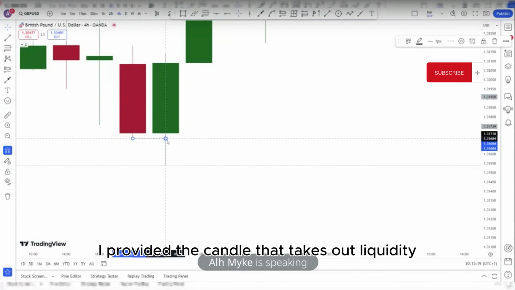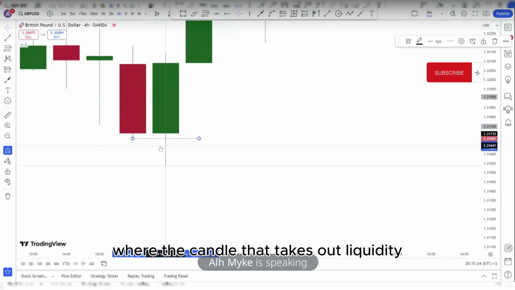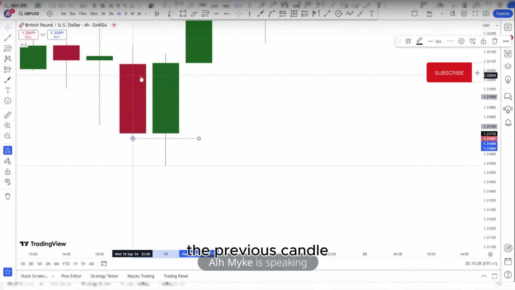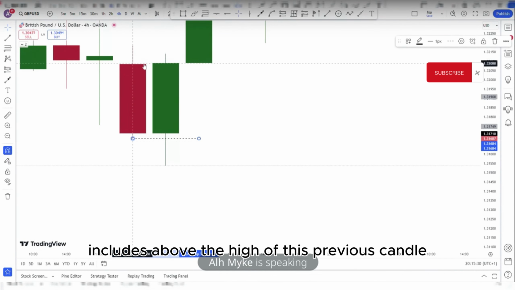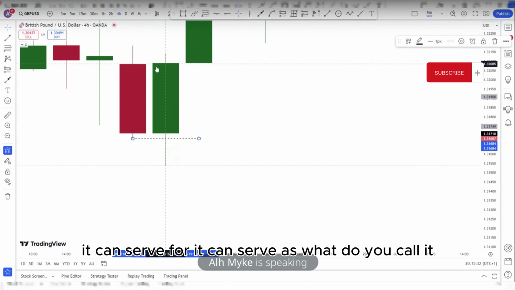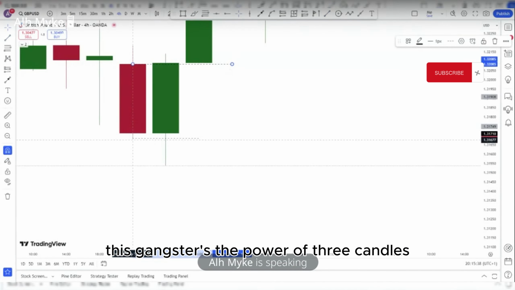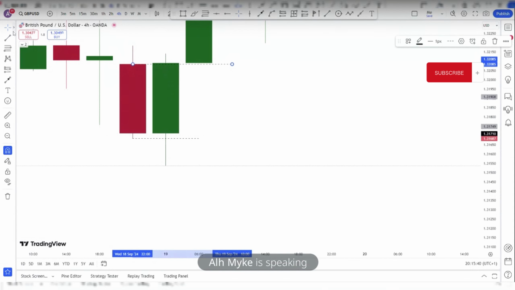Now, provided the candle that takes out liquidity doesn't have its body below the previous candle and closes above the high of this previous candle, it can serve for you as a liquidity sweep. And this brings us to the power of three candles. Okay, are we together?